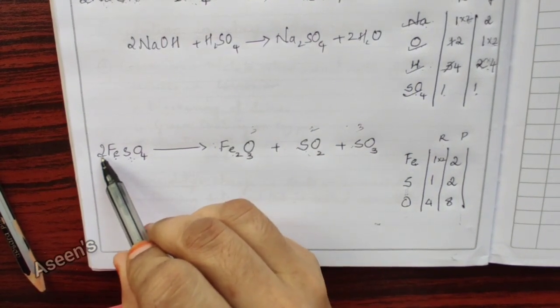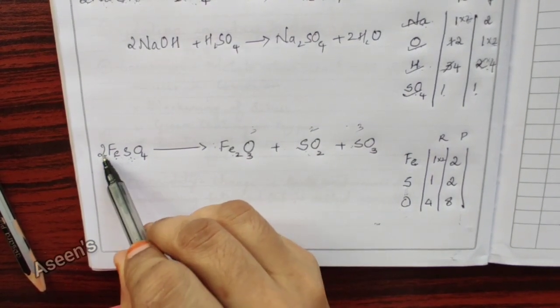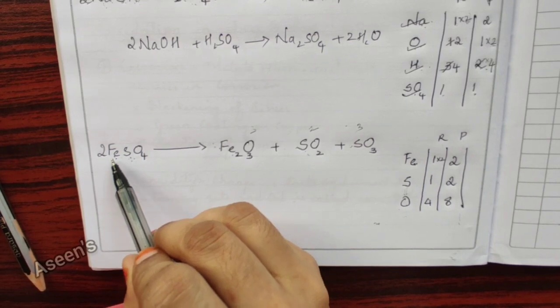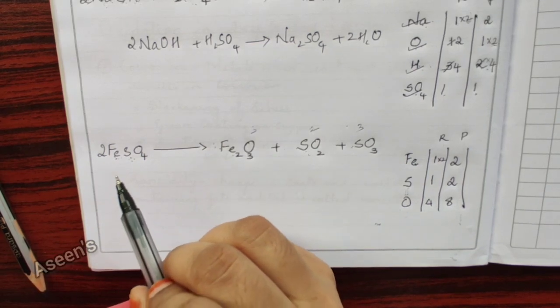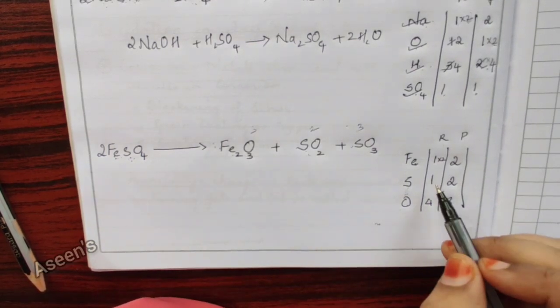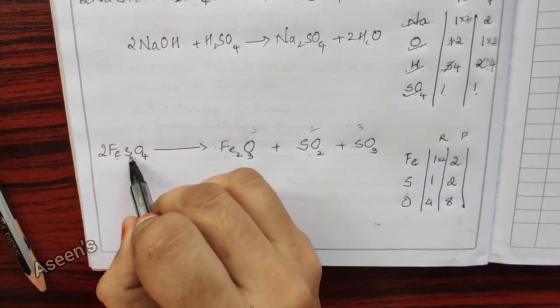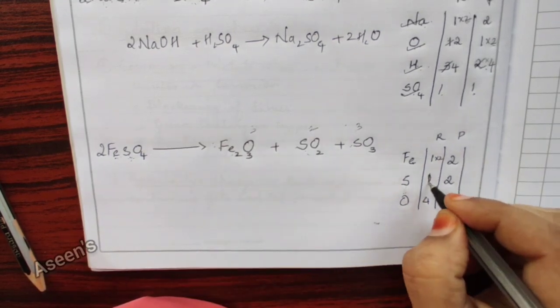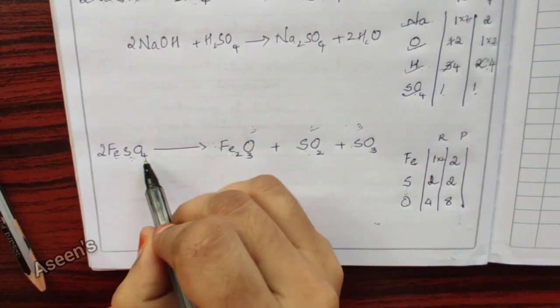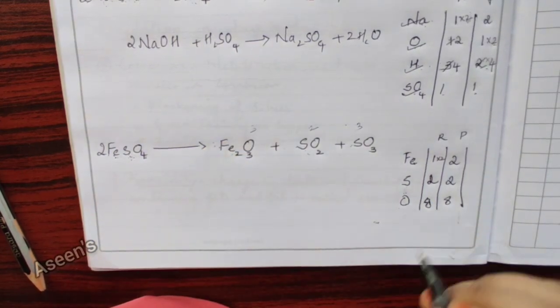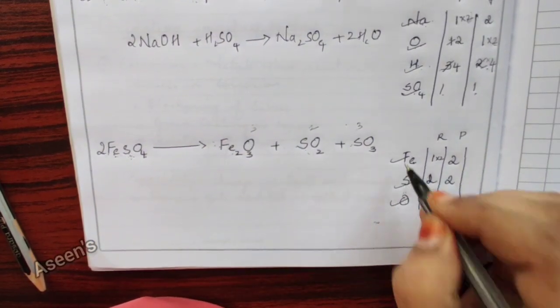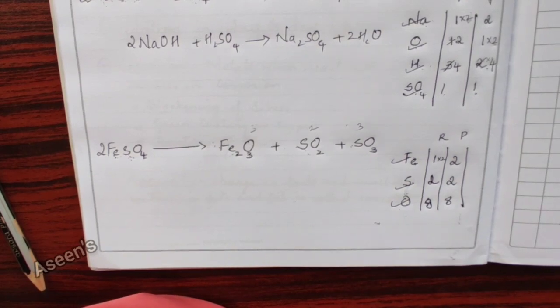Now, as you can see, we are not supposed to write here, we are supposed to write it on the outer side. And hence, along with iron, my sulfur and oxygen have also changed. My sulfur was 1 before, now it is 2. My oxygen is going to be 2 4s are 8. So now all three are balanced.